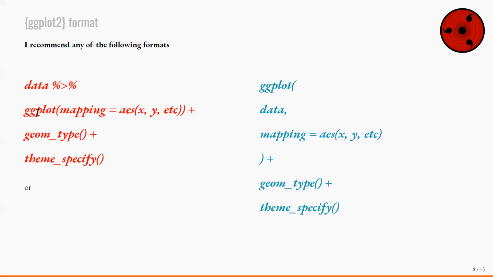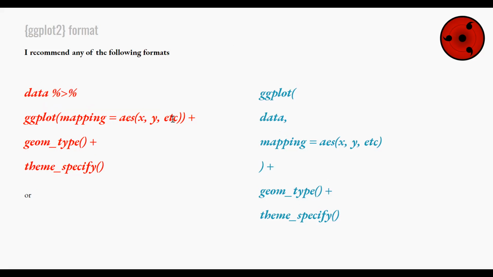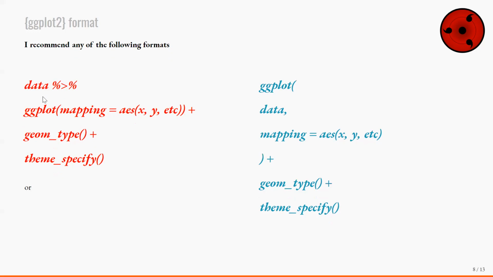Basically, this is how the format for the ggplot2 package looks like. We recall yesterday that what we were talking about was a lot of the pipe, this percent greater than percent. But ggplot2 unfortunately came before the pipe was introduced. All right. So instead of the pipe, ggplot2 uses plus. So it's going to ask you your data, then add your aesthetics, plus add your geometry type, plus specify your theme.